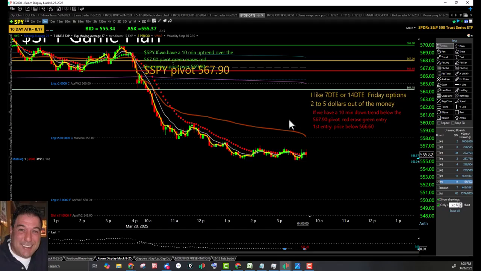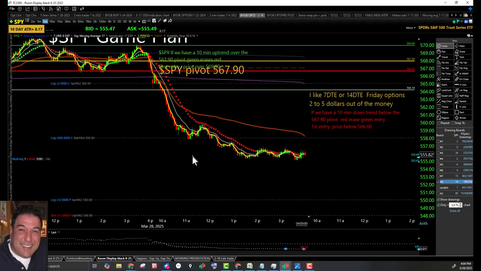So, increments of 5. So I would pick 555, 550, 545, 560. There's more open interest on those increments of 5, and that provides greater liquidity. Greater liquidity makes it easier for me to get in and out. So there's the game plan for the SPY.